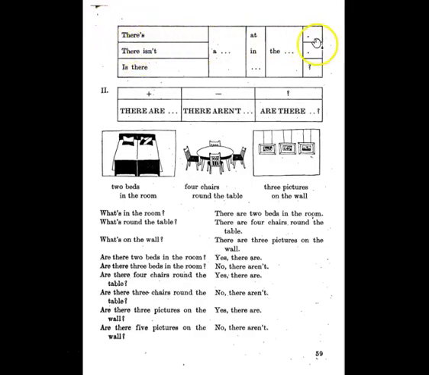Complete these sentences with words that you know. Try to always use different words and write 5 of each. There are, there aren't, are there.